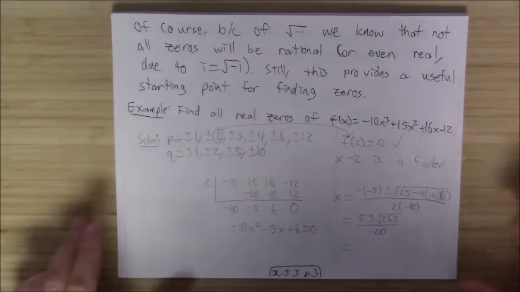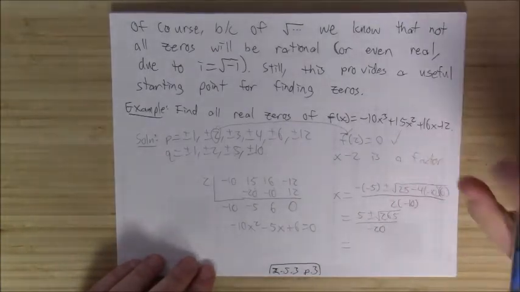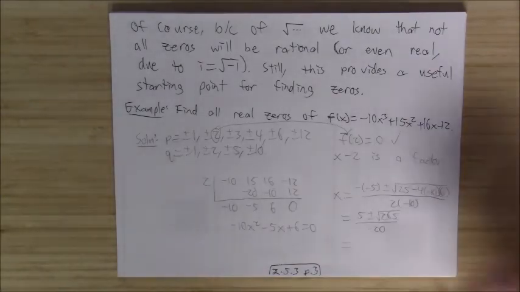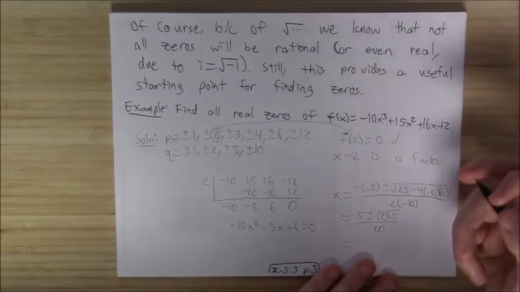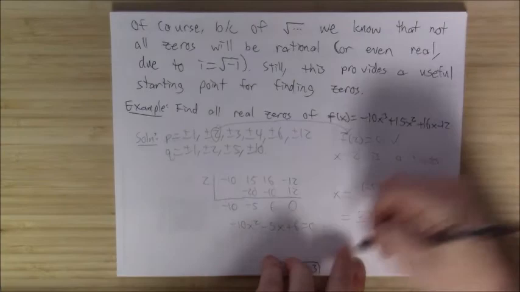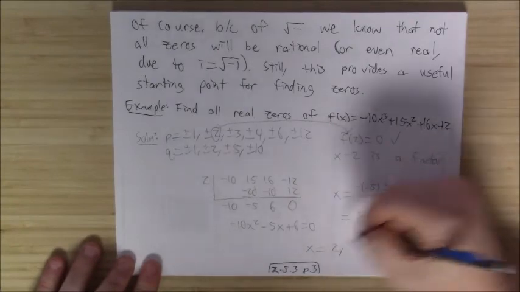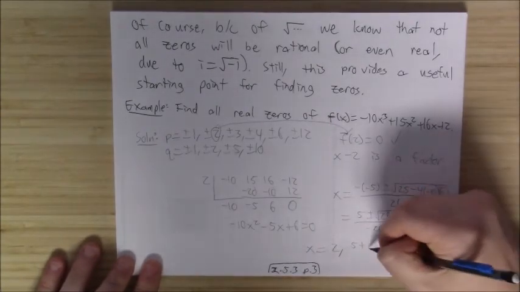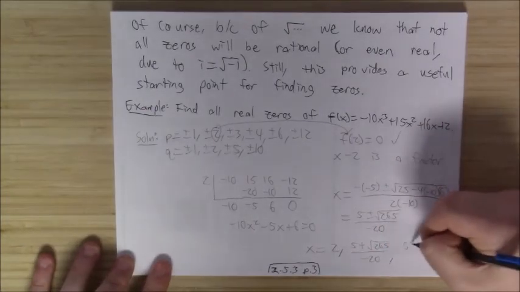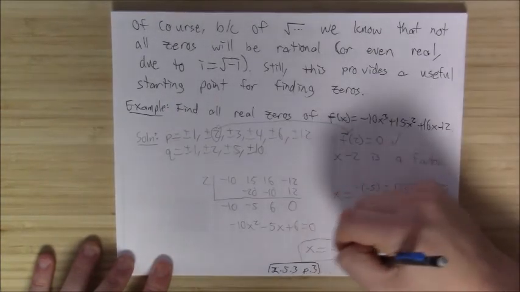So you can't actually reduce 265 down, because 265 divided by 5 is 53, so this doesn't reduce down any. This tells you that these are our only other two solutions. So our zeros are 2, 5 plus square root 265 over negative 20, and 5 minus square root of 265 over negative 20. And those would be our solutions.